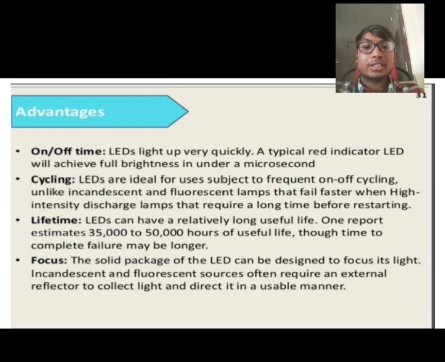Lifetime. LEDs can have a relatively long useful life. One report estimates 35,000 to 50,000 hours of useful life. Time to complete failure may be longer. Focus. The solid package of the LED can be designed to focus the light. Incandescent and fluorescent sources often require an external reflector to collect light and direct it in a usable manner.